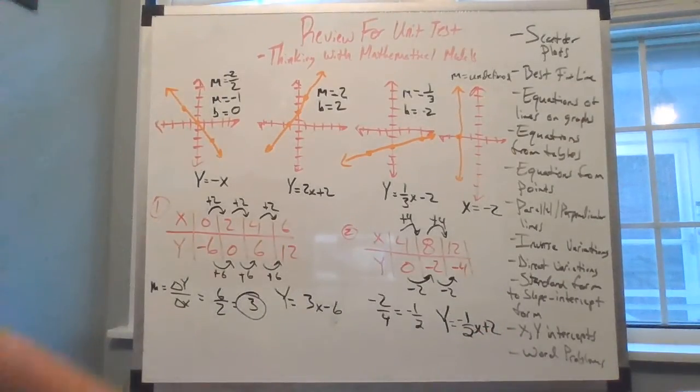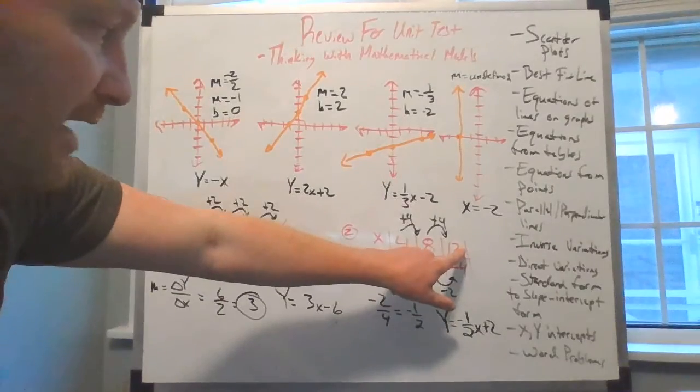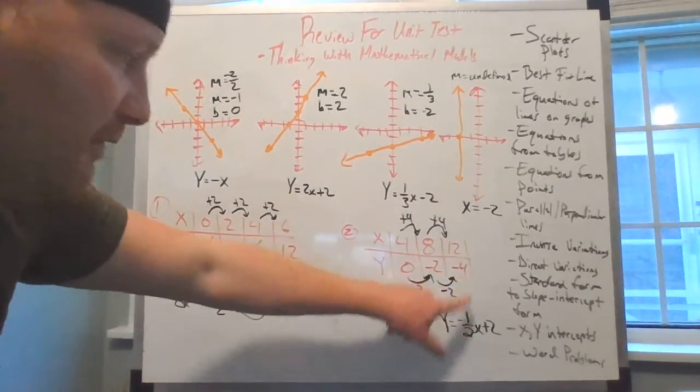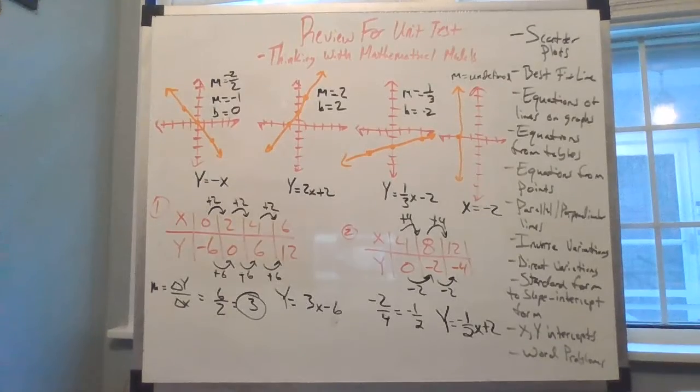Now let's just check our work. If I did negative half times 12, I get negative 6. Negative 6 plus 2 is negative 4. Okay, we did it right. That's how you do that.